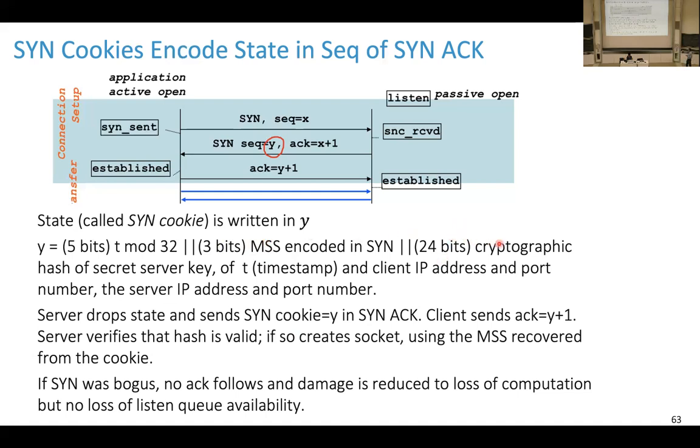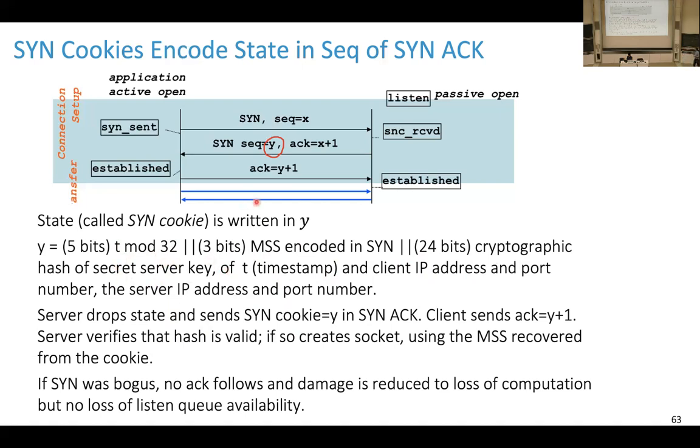And then this is the trick of SYN cookie: to use a cryptographic function that will compute a cryptographic hash. This hash will depend on several parameters. First, a secret key, which is known only by the server. This secret key is not client dependent. This is the secret key of the server. And it will hash this secret key, the timestamp, and all the values: client IP address and port number, the server IP address and port number. And the idea here is this: if you do a cryptographic hash, nobody can recompute this hash if they don't have the secret server key.